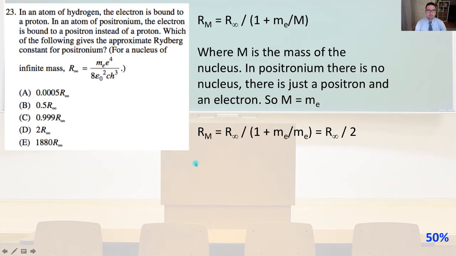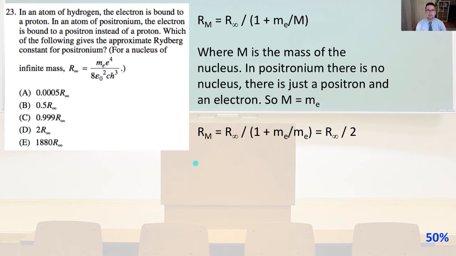Number 23, in an atom of hydrogen, the electron is bound to a proton. In an atom of positronium, the electron is bound to a positron instead of a proton. Which of the following gives the approximate Rydberg constant for positronium? And it's for a nucleus of infinite mass, R subscript infinity equals m subscript e times the quantity e to the 4th, e to the 4th being the fundamental charge, divided by 8 epsilon naught squared c h cubed.